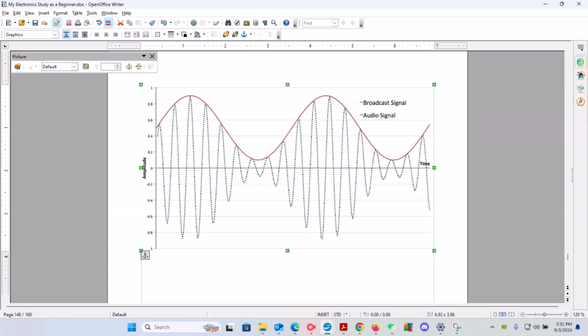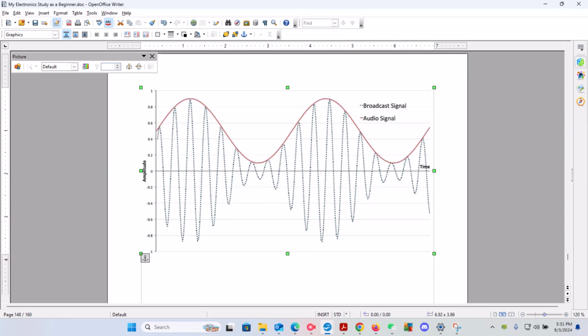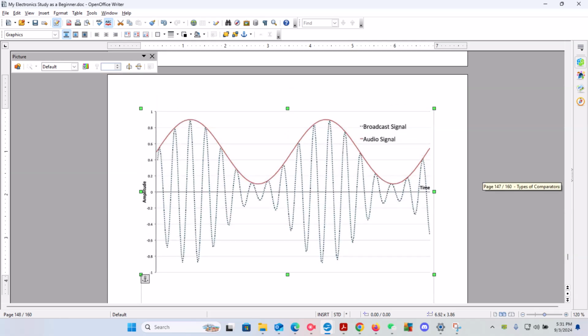What you have is a y and x axis. On the y axis, you have the amplitude of the signal. Going up is positive and going down is negative. And for time, going down is less time and going up is an increasing amount of time.